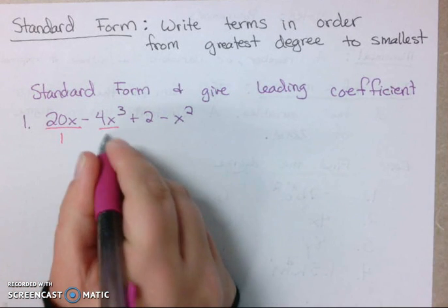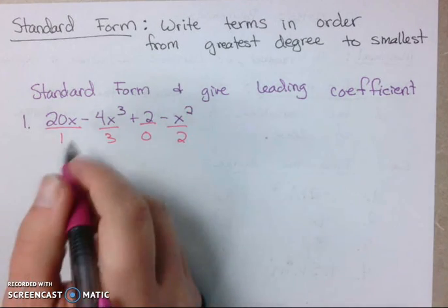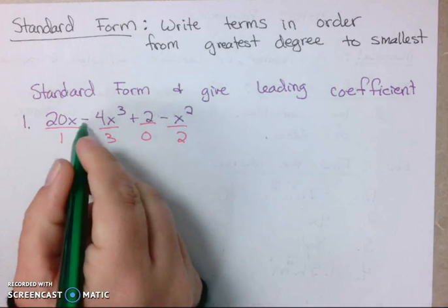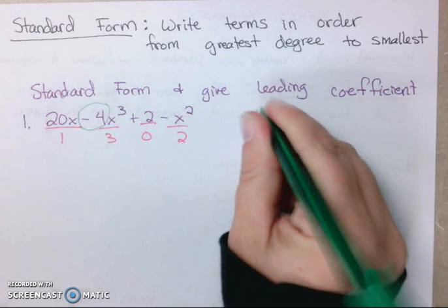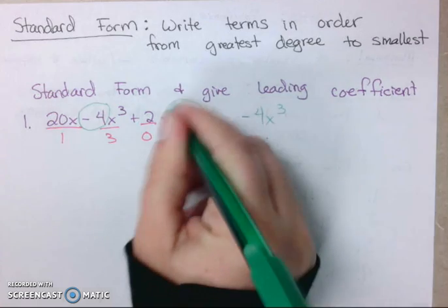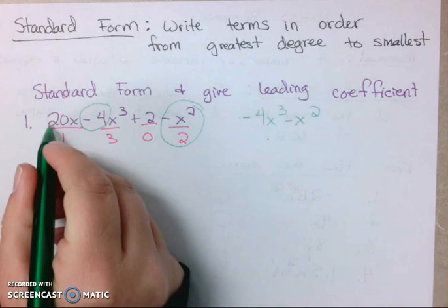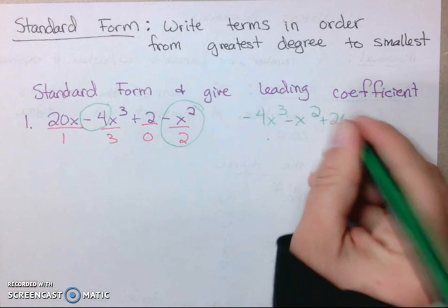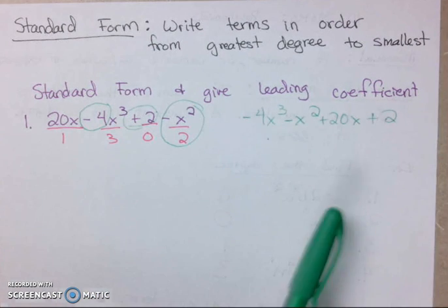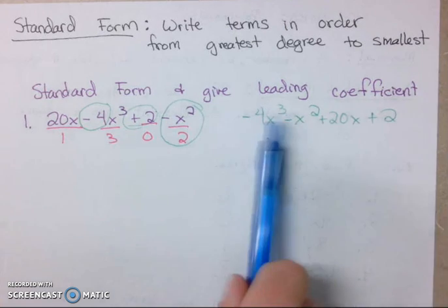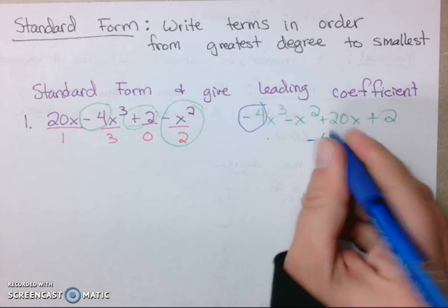That's a 1, 3, 0, 2. So I put them in order from the highest. And one super important thing is when you see this minus sign, remember that goes with the 4. So it's going to be a negative 4 x to the third. The sign in front of a term always goes with it. And then term 1, 20. If there's not a sign, we put a plus sign, plus 20x. And then this plus 2 at the end. So now it is in order from the highest to the lowest degree. And the leading coefficient is this number in front, negative 4.